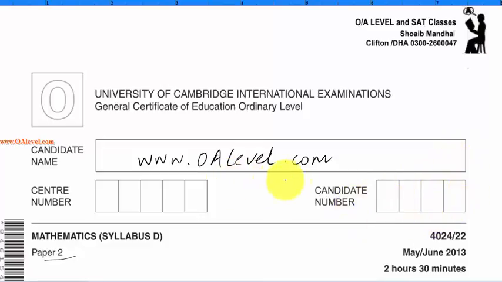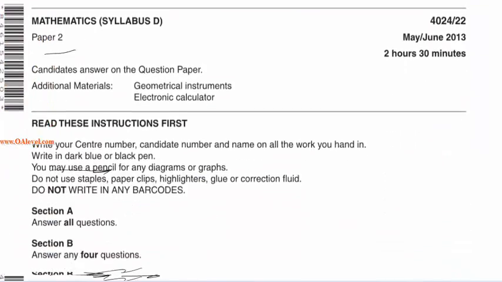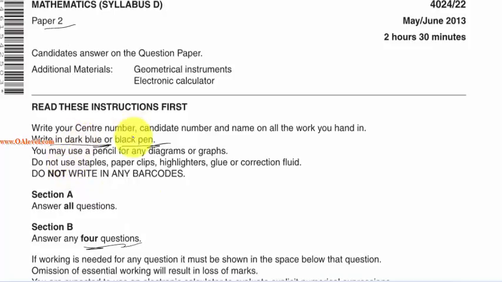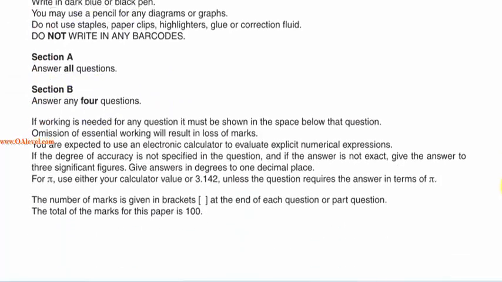Okay, we are here to solve the May-June 2013 paper 2, which is of 2 hours 30 minutes. Before starting your paper, read the instructions carefully. You have to use dark blue or black pen. Section A for all questions and 4 questions from section B. This means you have a choice. You can write your answers in 3 significant figures or 1 decimal place, and for pi value you can use 3.142.